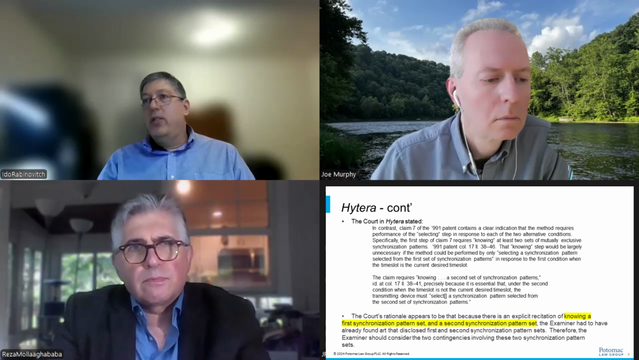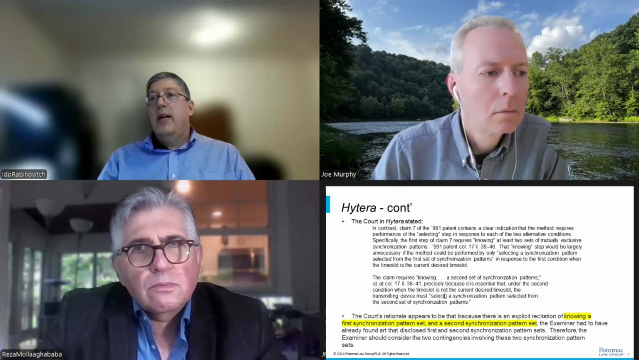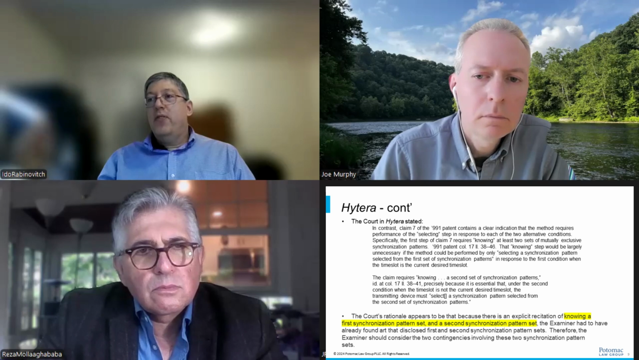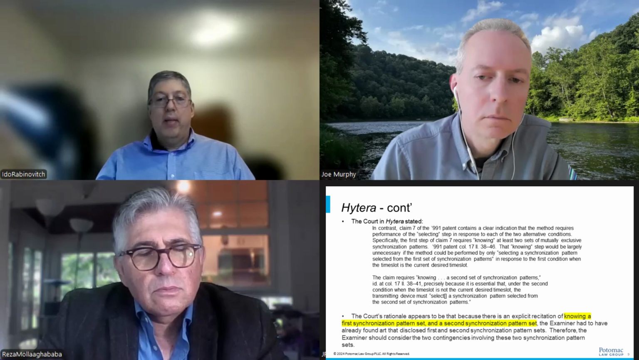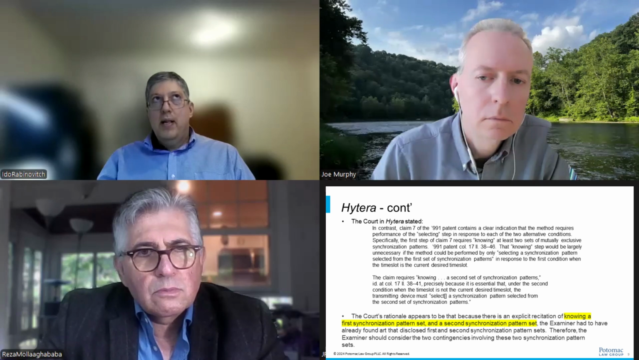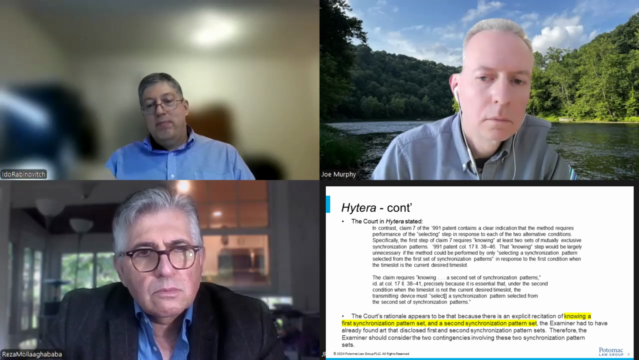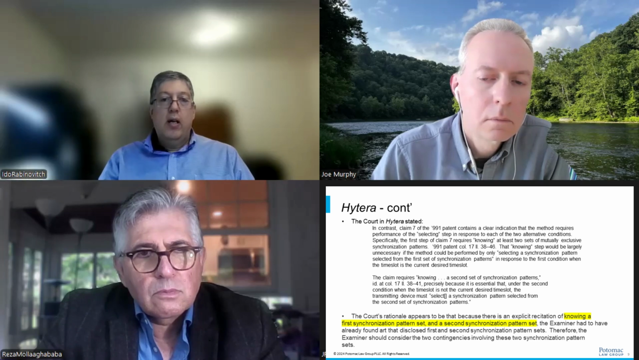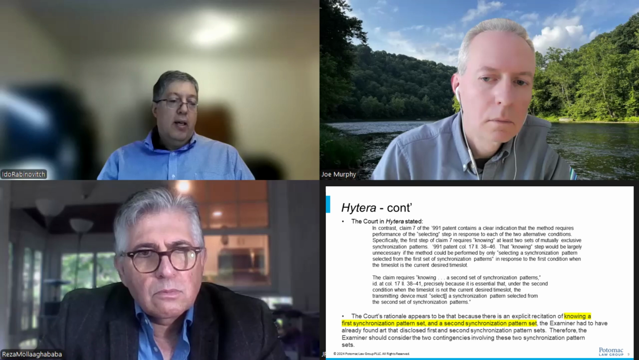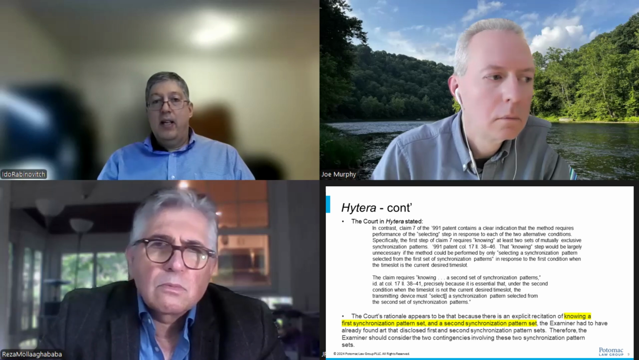So, according to Hytera, as long as you have certain actions that happen in two separate contingent limitations, as long as you made an effort to do something, to find, determine, or some other preceding action with those two conditional actions, that would overcome the issue that was determined in Schulhauser.